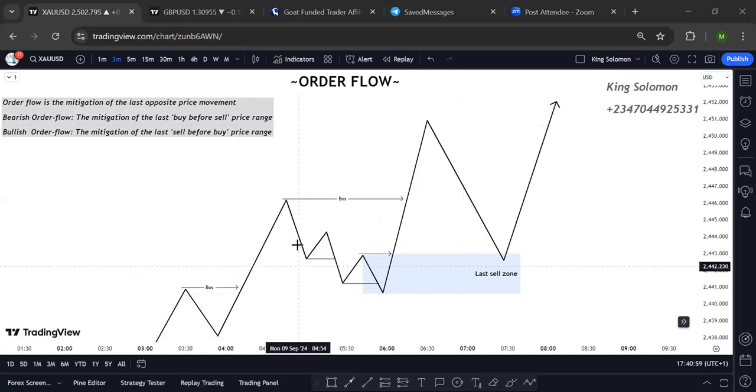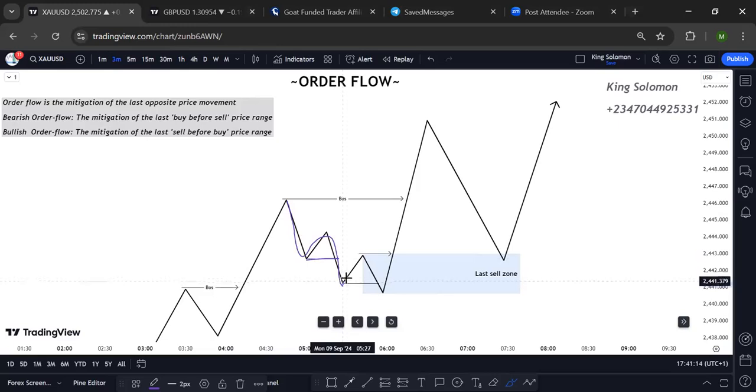So let's look into this. From this point on the substructure, we came down here, went up here, right? We came down here. I would want to use my paint for you here. Came down here, went up, right? Came down, that's breaking this structure to the downside. Then we bought again, then we sold.